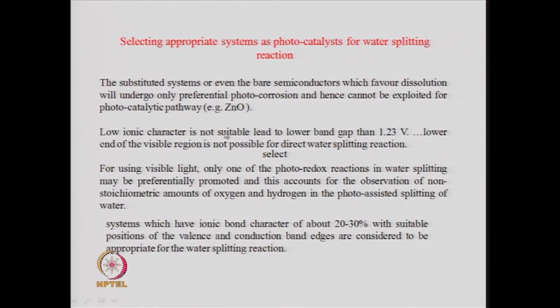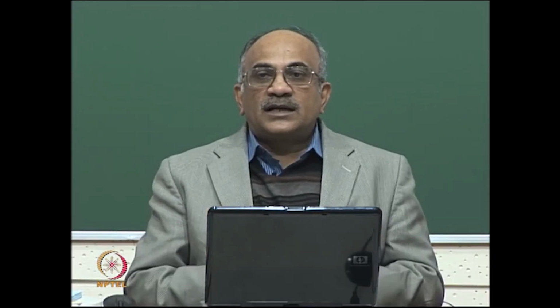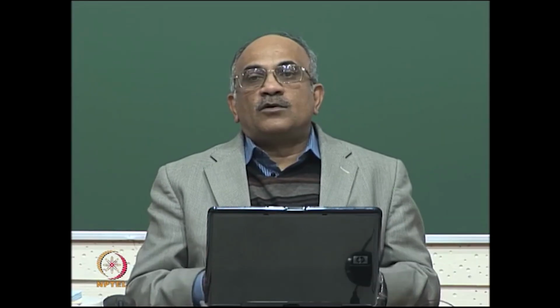Now, low ionic character. We discussed ionic character of bonds in the previous lecture, where suppose you have a metal oxide, then the metal oxygen bond can be ionic or covalent or partially ionic, and if it is partially ionic, the polarity of the bond can be calculated from the difference of the electronegativity of the metal and oxygen.